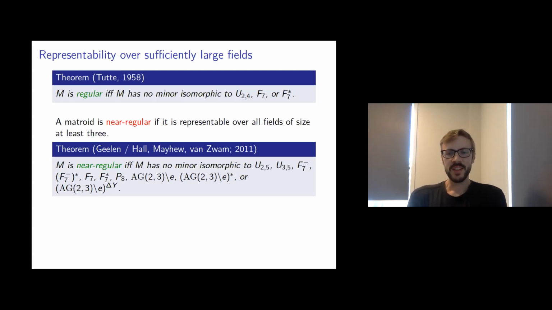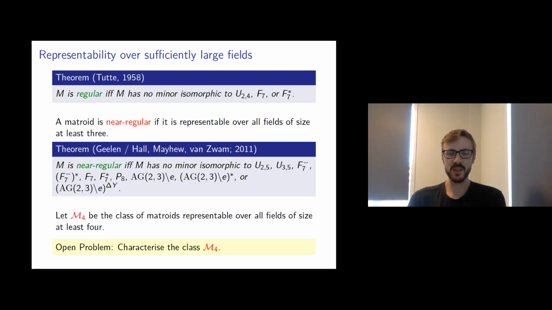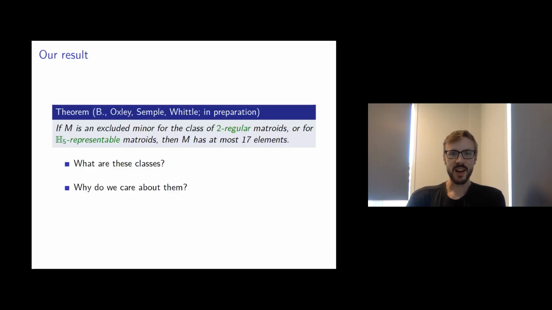So what would the next step be in this sequence of results? Well, it would be to try to find a characterization for the class of matroids representable over all fields of size at least 4. And this is something that's still very much open, and it's a problem that I'm quite interested in. So that brings us towards our result.